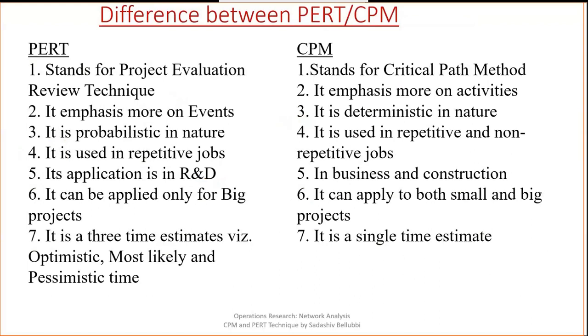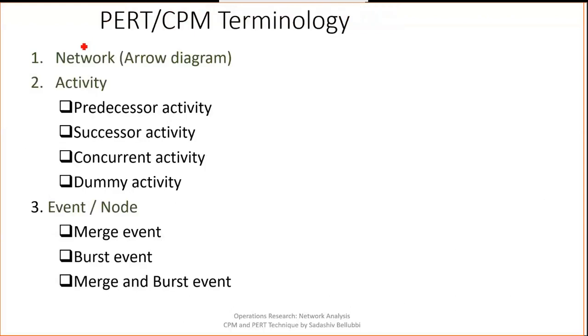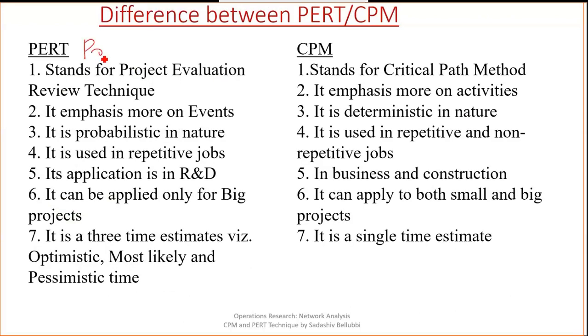Next, we are using the words PERT and CPM. So what is the difference? If there is no difference, then why two words? There should be something different. PERT stands for Project Evaluation Review Technique, and CPM stands for Critical Path Method.